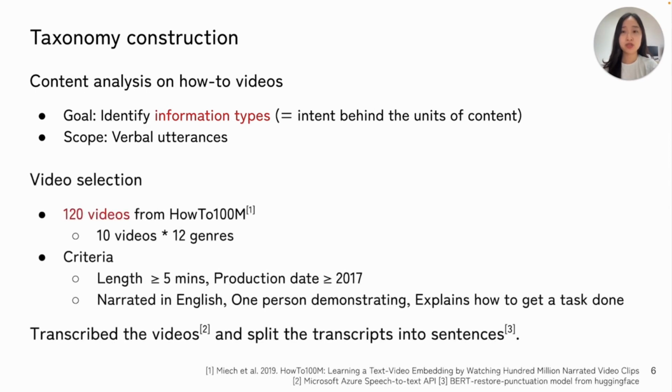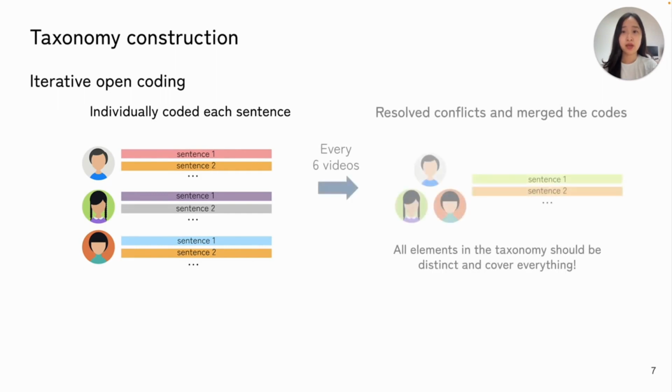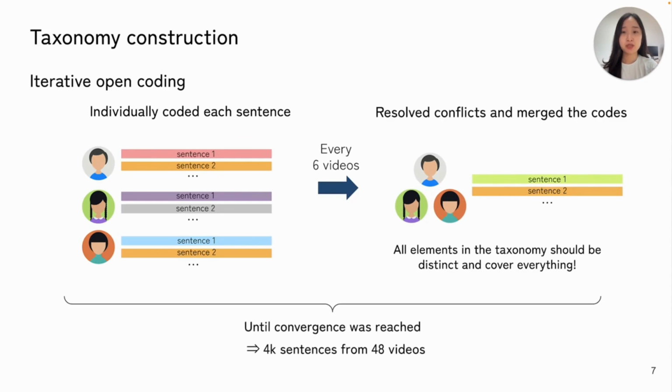To construct the taxonomy, we selected 120 videos from the HowTo100M dataset, which consists of how-to videos covering 12 different genres. We then transcribed the videos and split the transcripts into sentences. Afterward, 3 authors performed an iterative open coding. Each author coded all sentences from selected 6 videos, and conflicts were resolved through discussion. The process was repeated on 6 new videos until no further changes were made to the taxonomy, which resulted in an open coding of about 4,000 sentences from 48 videos.